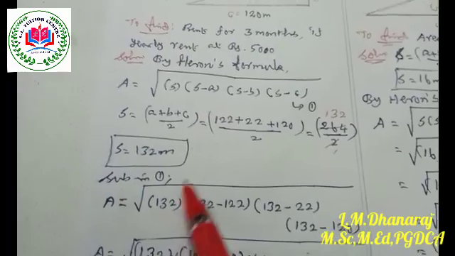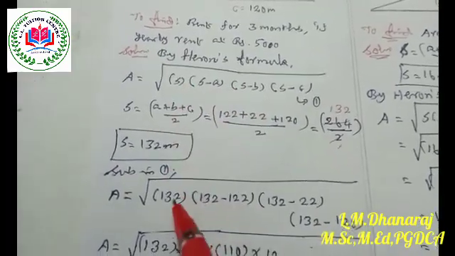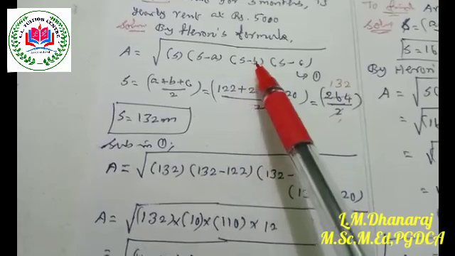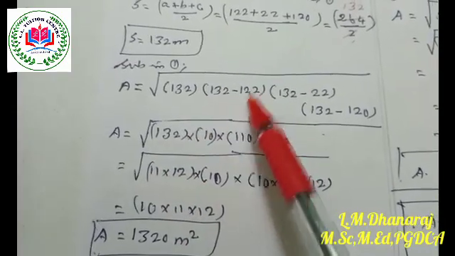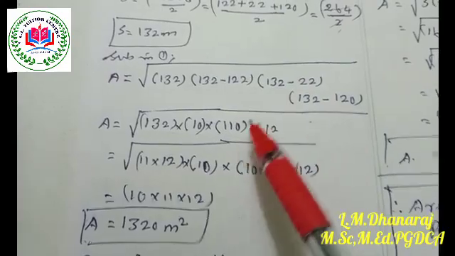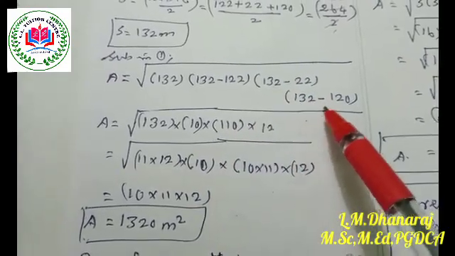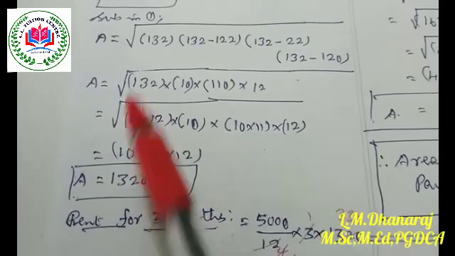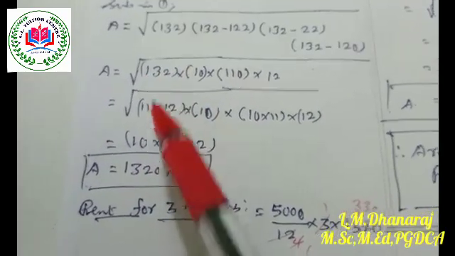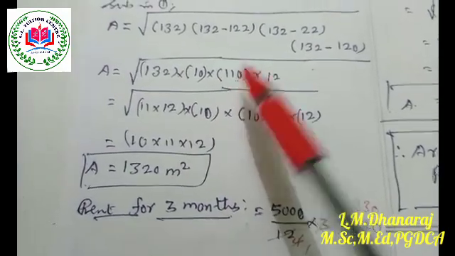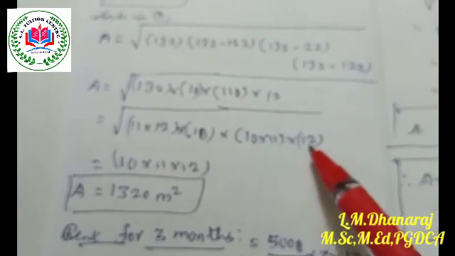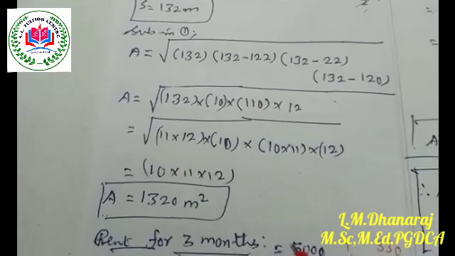Now substitute the values in equation number 1. So S is equal to 132 and a is equal to 122 and b is equal to 22 and c is equal to 120. So by subtraction we'll be getting 132 into, this is 10, 132 minus 22 is 110, then 132 minus 120 is 12. So let us split the prime factors. For 132 it is 11 into 12. For 10 let it remain as it is. For 110 it is split into 10 into 11 and let this 12 remain as it is.